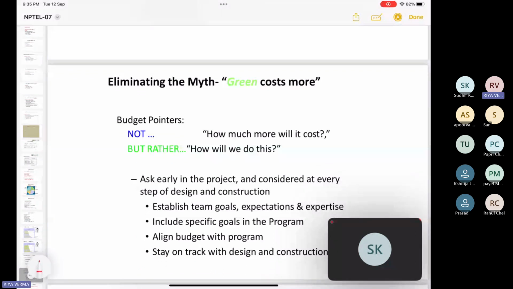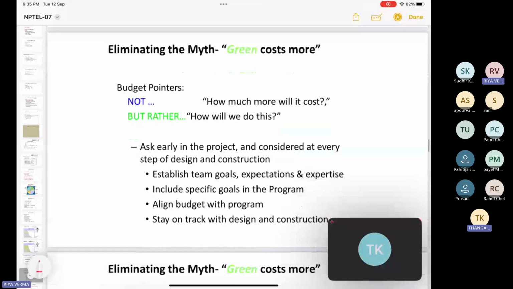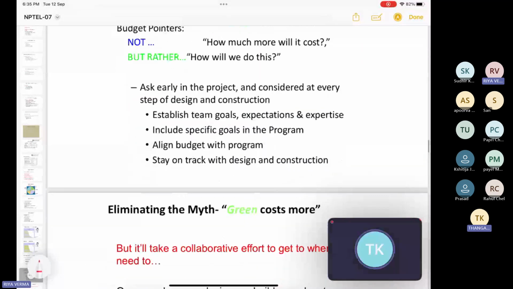Now, what are the budget pointers? We should be more focused on how we will do this rather than on how much it will cost. So we should ask early in the project and consider at every step of design and construction. We should establish team goals, expectations, and expertise, and include specific goals in the program, and align budget with the program, and stay on track with the design and the construction.